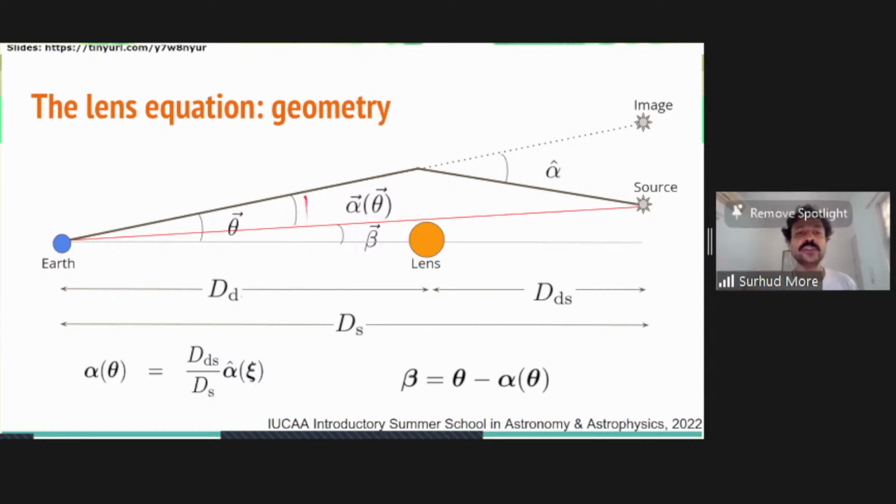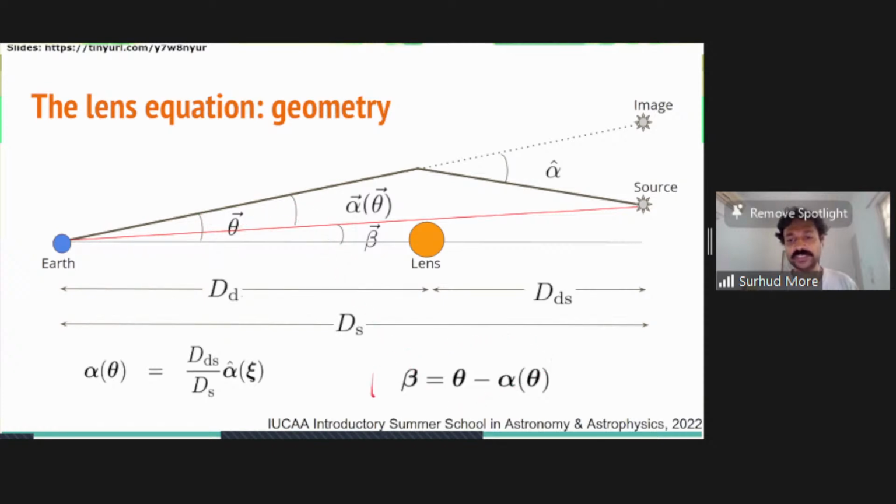And it is easier to work in terms of the scaled deflection angle, because if you work in terms of the scaled deflection angle, what you get is a very simple equation which relates the original position beta to the final position theta and the deflection angle. Right? So you get beta is equal to theta, the position of the image, minus this scaled deflection angle alpha of theta. Right? So you get beta is equal to theta minus alpha of theta.